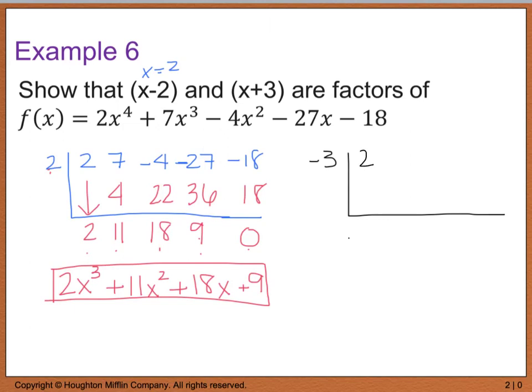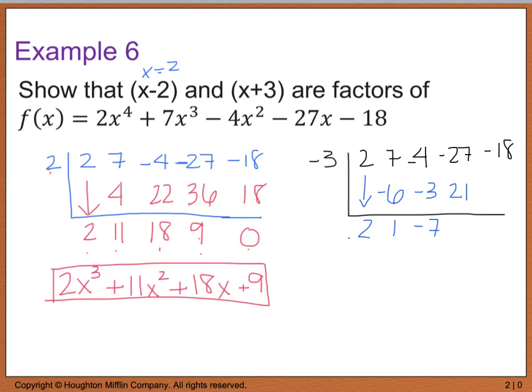We have the 2, we have the 7, the negative 4, negative 27, and the negative 18. So I'm going to start out by bringing the 2 down. Negative 3 times 2 is a negative 6. 7 plus a negative 6 is 1. Negative 3 times 1 is a negative 3. Negative 4 plus 3 is a negative 7. Negative 3 times a negative 7 is a positive 21.